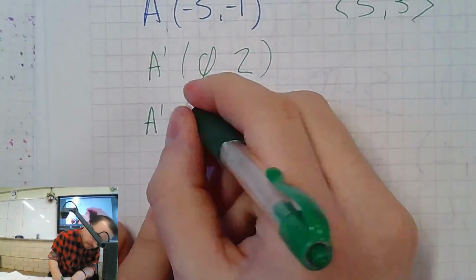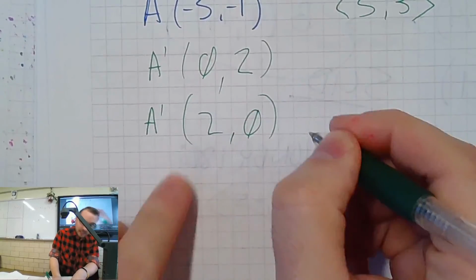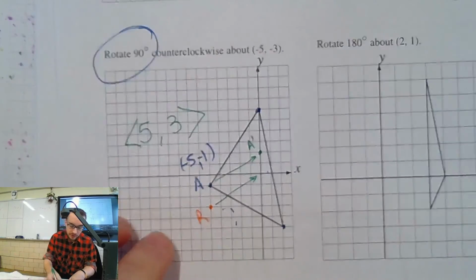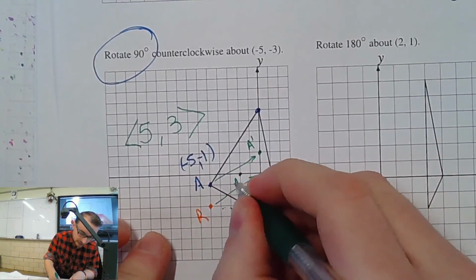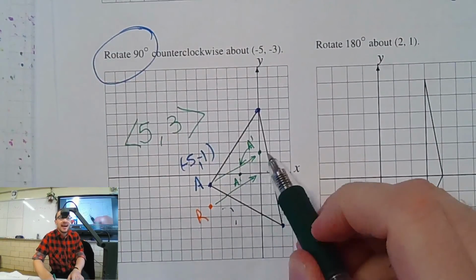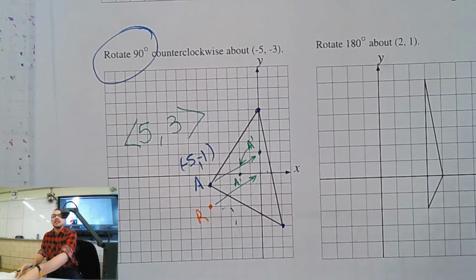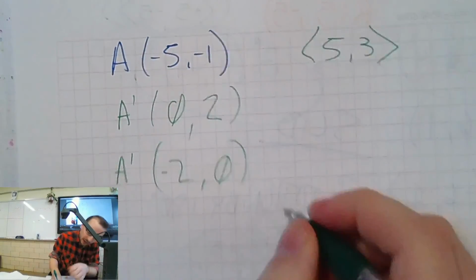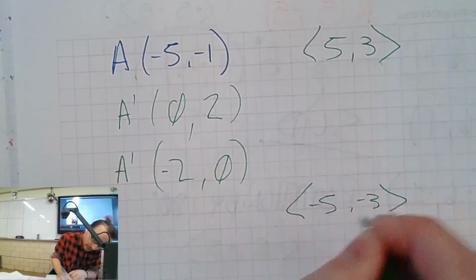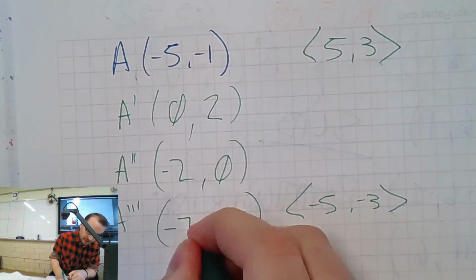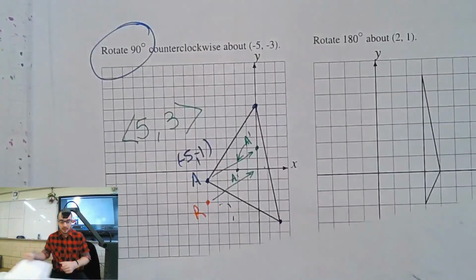We're going to flip them, and we're going to negate this one. For those of you following along at home, that means A prime has moved back to here. We rotated it 90 degrees counterclockwise. Do you see it? Now we've got to slide it back. So we're going to undo this vector. Our vector was 5, 3. We're going to undo it by doing -5, -3.